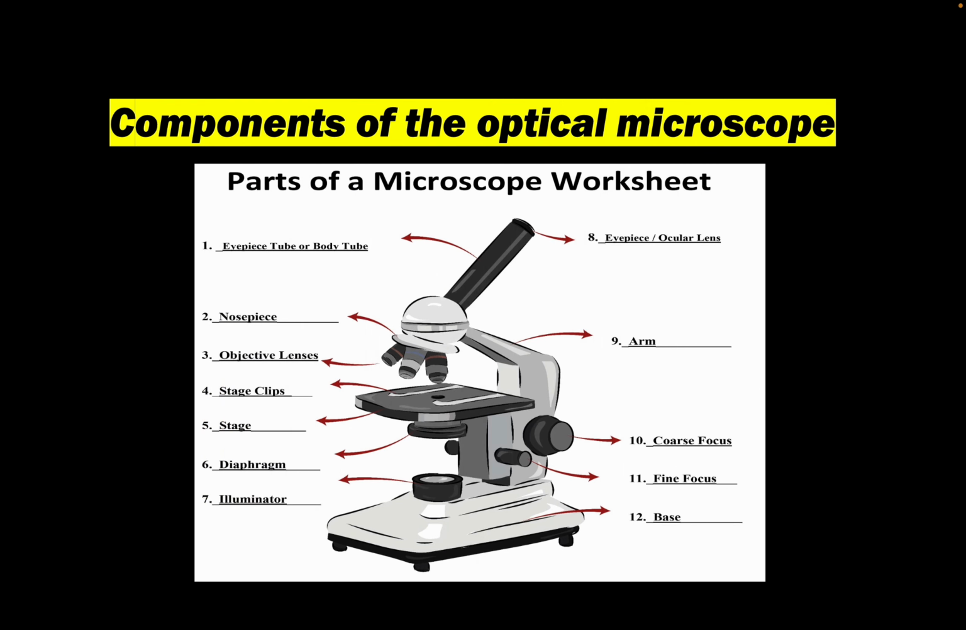Components of the optical microscope. Parts of a microscope worksheet. Number 1. Eyepiece tube or body tube. 2. Nose piece. 3. Objective lenses. 4. Stage clips. 5. Stage. 6. Diaphragm. 7. Illuminator. Number 8. Eyepiece or ocular lens. Number 9. Arm. Number 10. Coarse focus. Number 11. Fine focus. And 12. Base.